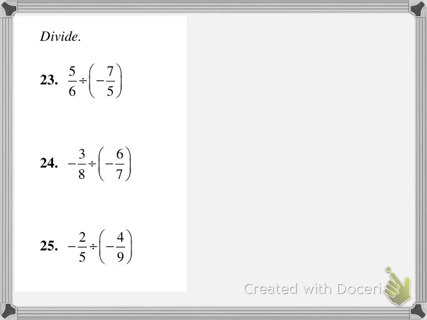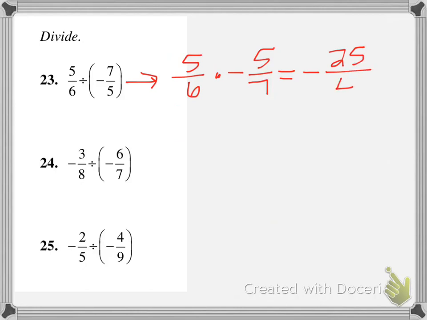Now, when we're working with fractions and dividing, we actually are going to rewrite it as a multiplication problem. So this problem on top here will become 5/6 times negative, the reciprocal would be 5/7. Multiplying straight across, I have a positive times a negative, so it'll be a negative. 5 times 5 is 25. 6 times 7 is 42. So negative 25 over 42.